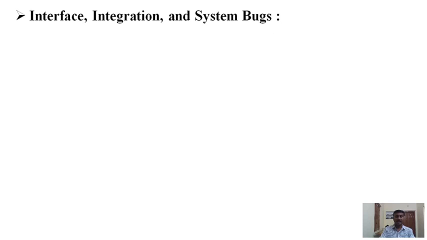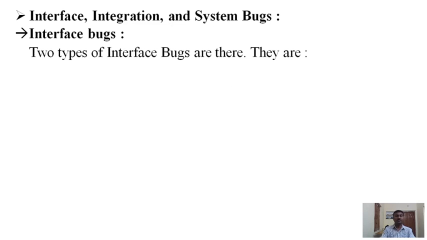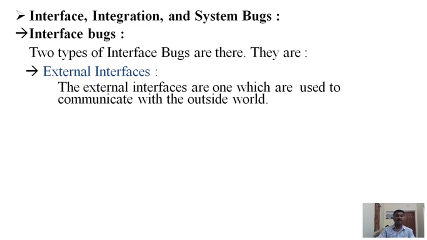So this is the concept of coding bugs. Then the next one in the taxonomy series is interface, integration, and system bugs. In this concept, we have three different types of bugs: interface bugs, integration bugs, and system bugs. In that, first we are going to discuss interface bugs. Interface bugs are broadly classified into two types. What is meant by internal interface?